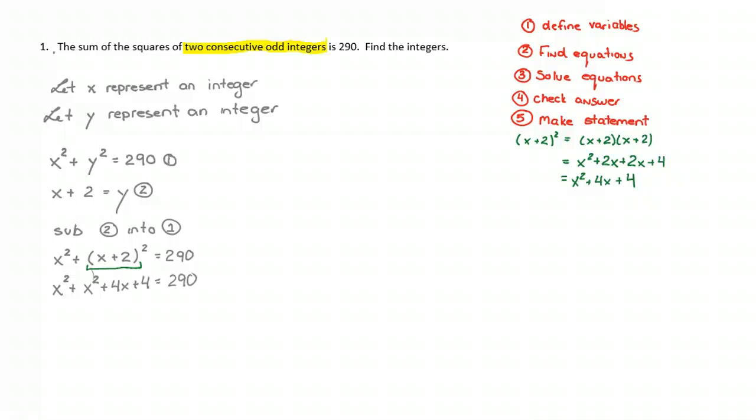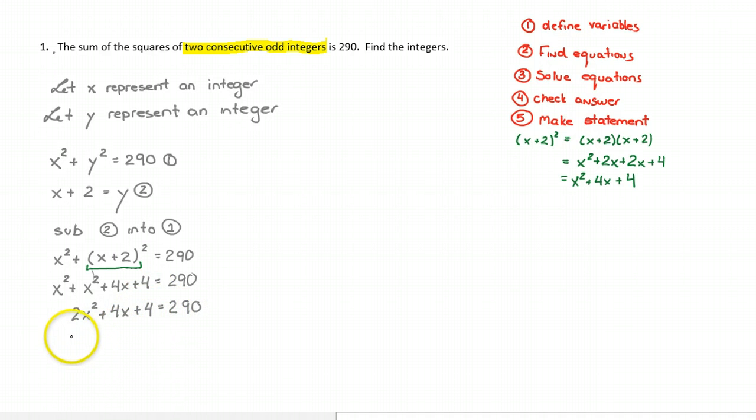So now I'm going to rearrange this equation. Because I see I have a quadratic here, I'm going to group like terms. So we see we have 2x squared plus 4x plus 4 equals 290. And of course, with a quadratic, we get our special form, where we have our quadratic equal to 0. And so we say minus 286, and that is equal to 0.